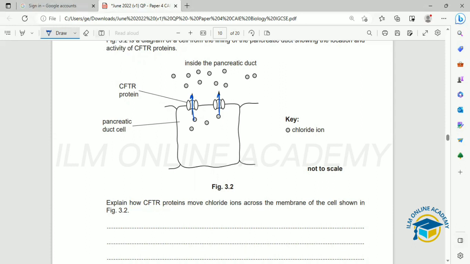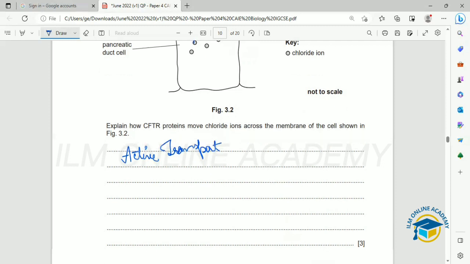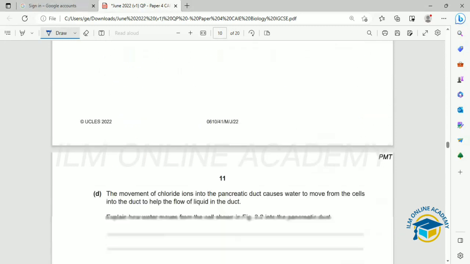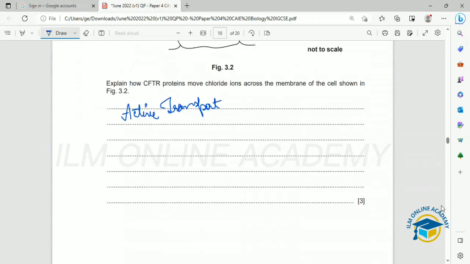Okay, so that's how you're going to write this answer down, and you can check the mark scheme if you are still confused. The main thing is that it is through active transport, and I have told you the description already. So active transport, and the protein changes its shape, it opens up. It is a 3-mark question, so you have to give the explanation as well.